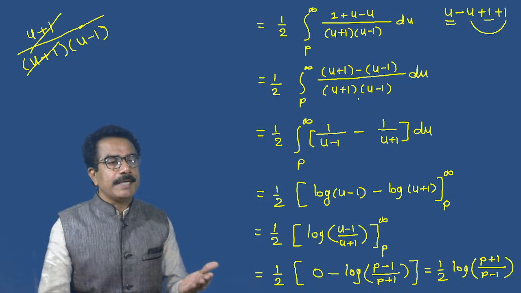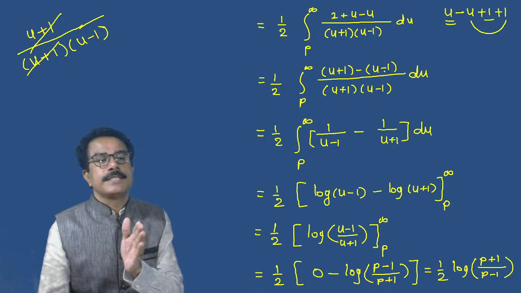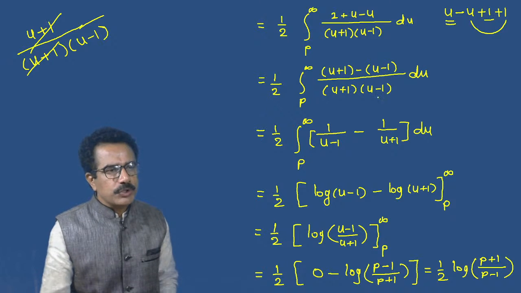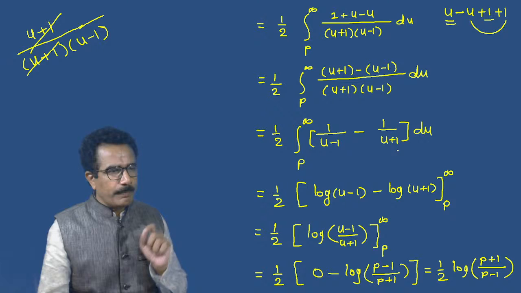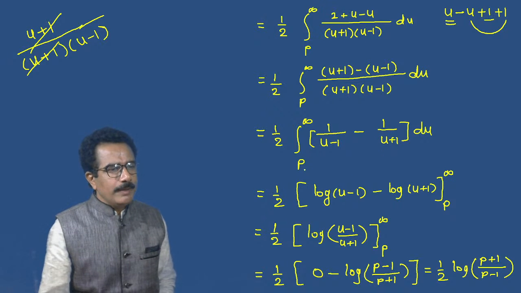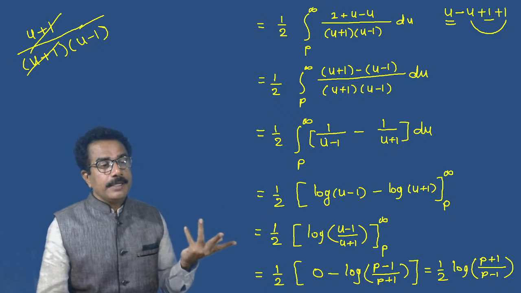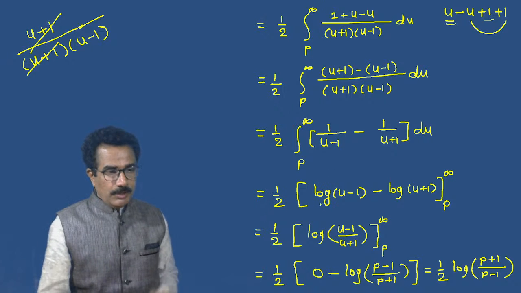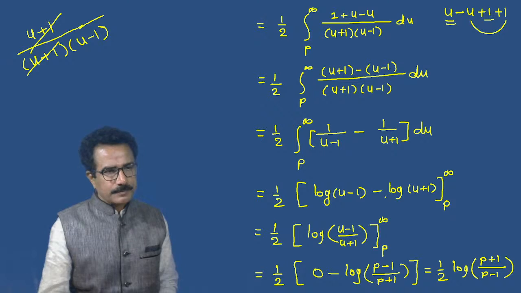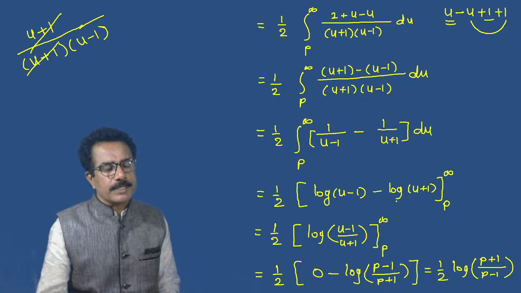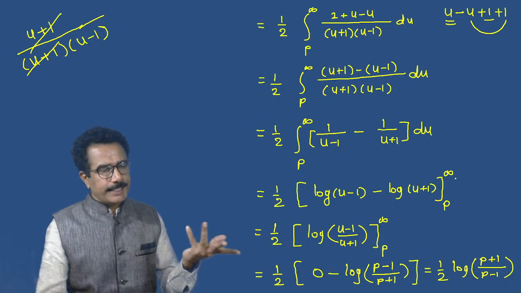Similarly, we can separate this denominator for the second numerator. Then u minus 1 will get cancelled. The remaining term will be 1 upon u plus 1. So now apply the integration. Integration of 1 upon u minus 1 is log of u minus 1, minus 1 upon u plus 1 is log of u plus 1 from p to infinity.